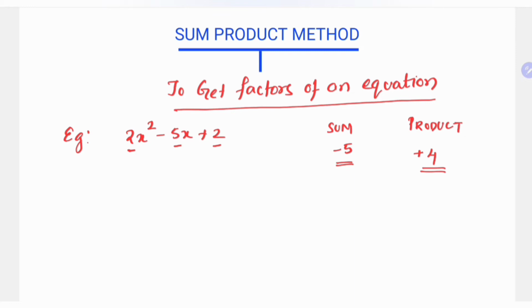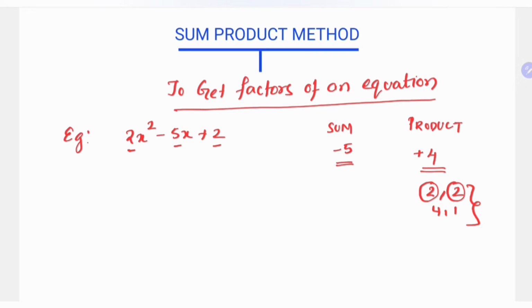There can be multiple combinations. You can have 2 and 2. You can have 4 and 1, right? These are the two combinations where if you multiply 2 and 2, you'll get 4, and if you multiply 4 and 1, you'll get 4. So there are two ways. But it also has to meet a condition where when you add these numbers, it has to become minus 5.